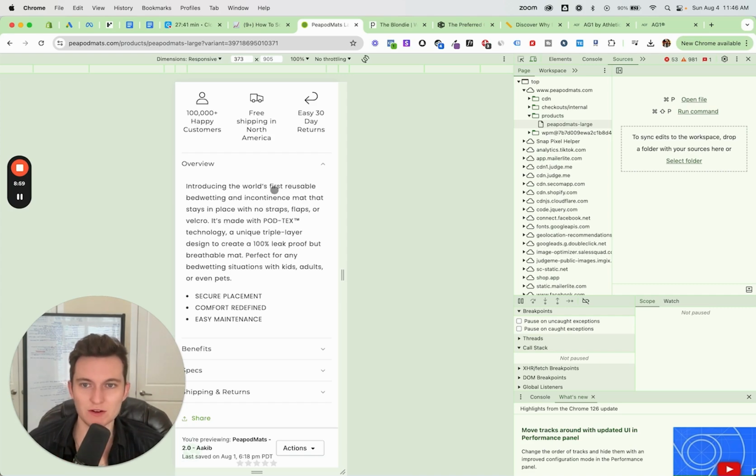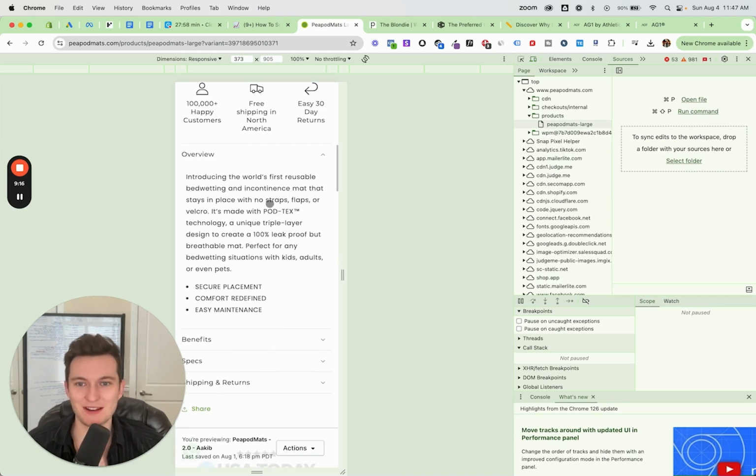It's the world's first in this category, because people are much more receptive to what's new rather than what's better. And then we talk about their unique selling point, how it's made with this PodTex trademark technology, which is unique. Triple layer designed to help create a 100% leak proof but breathable mat. So we don't just say it's 100% leak proof, which is literally the main thing they really desire. They really want something that's actually 100% leak proof, okay? But we talk about the unique selling point and the unique thing about it that allows it to be a benefit.